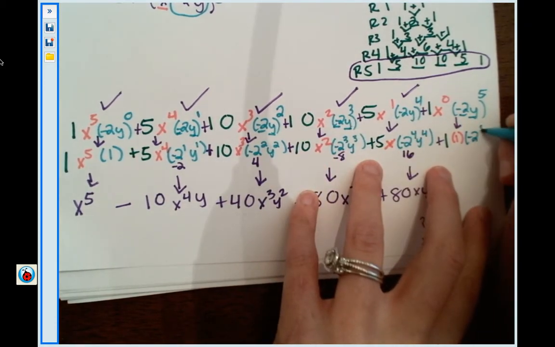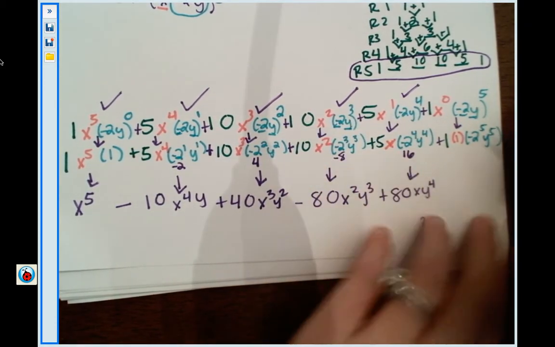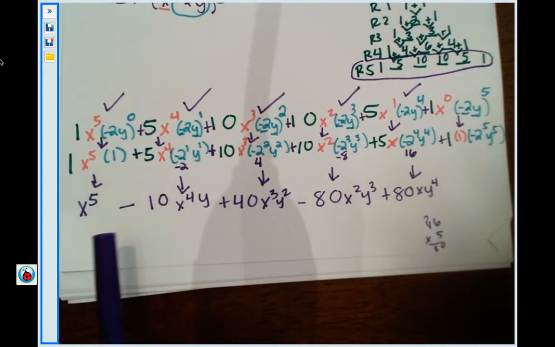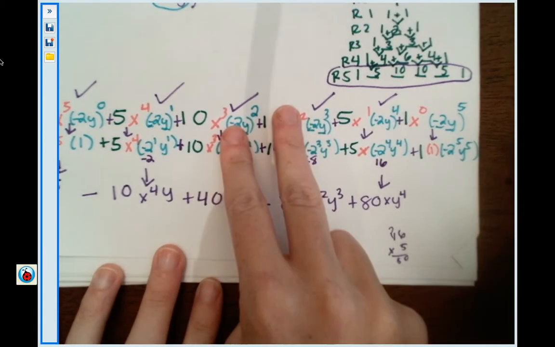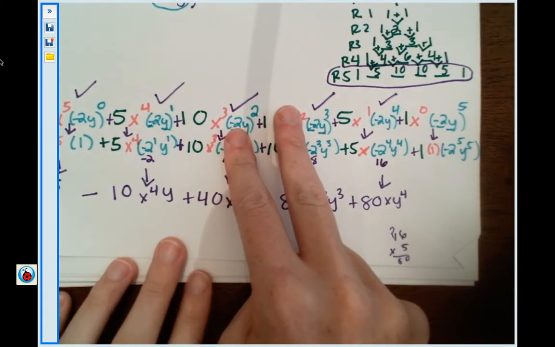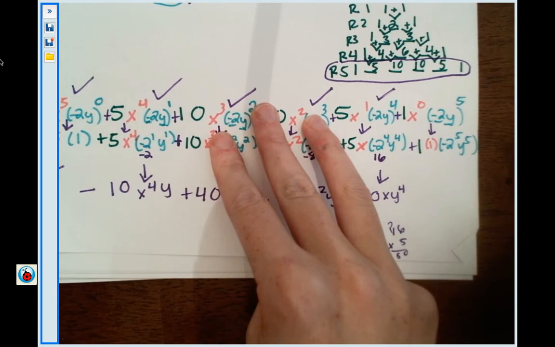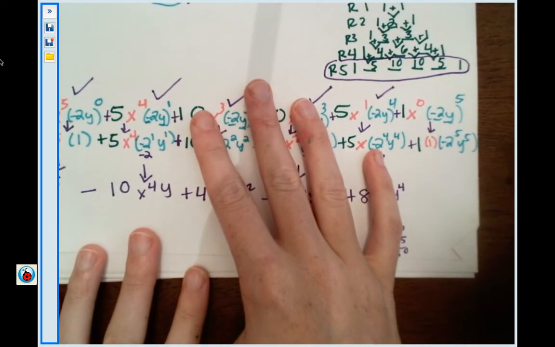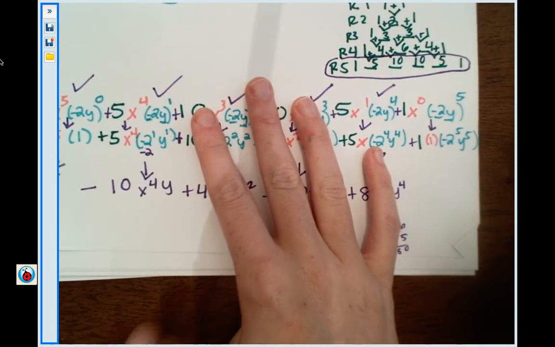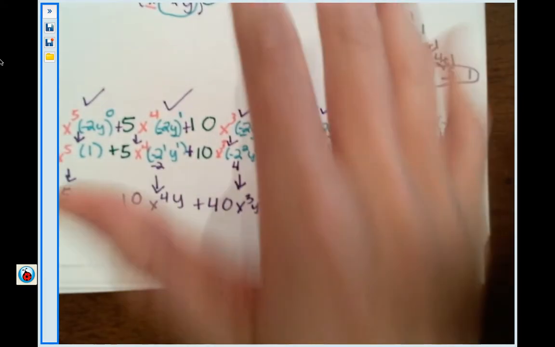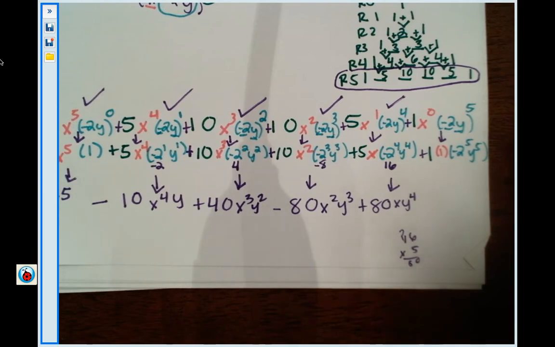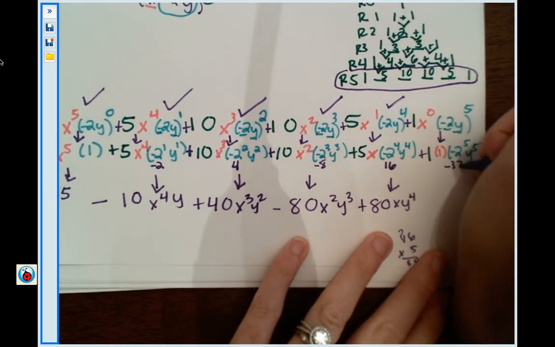So negative 2 to the 5th and y to the 5th. All right, guys, let's see what happens. Negative 2 to the 5th. Negative 2 times negative 2 is positive 4. Positive 4 times negative 2 is negative 8. Negative 8 times negative 2 is positive 16. And positive 16 times negative 2 is negative 32. Holy hot dog, so this is negative 32.